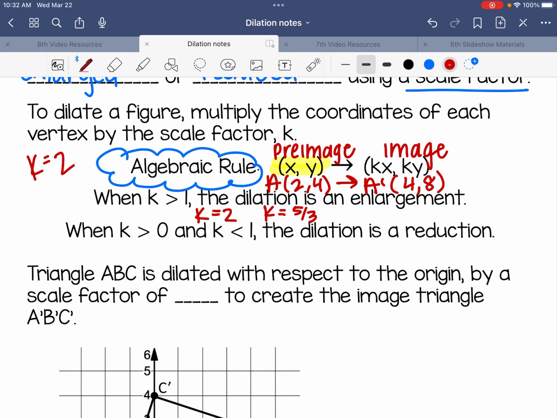The same when we want to find something between 0 and 1. k could equal 1/2. k could equal 0.5. So those are the same scale factor. One is just expressed as a fraction, and one is expressed as a decimal. Or even 2/3. So again, it's still less than 1, so it would be reducing the pre-image, or the original figure.